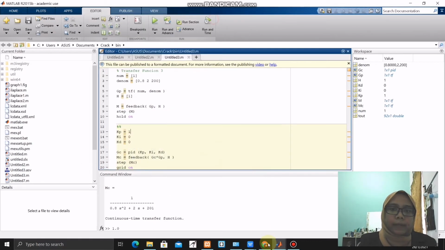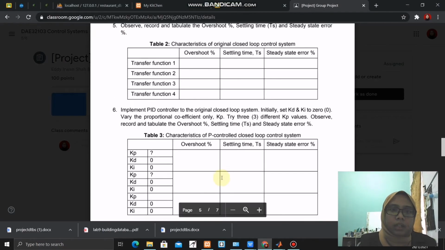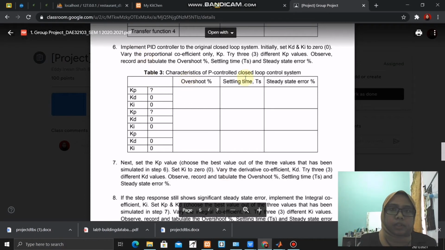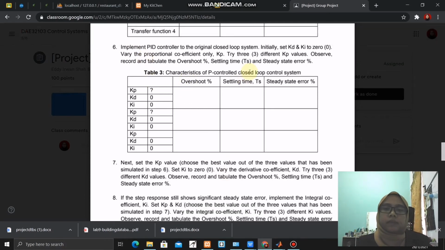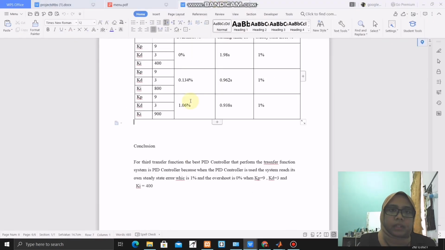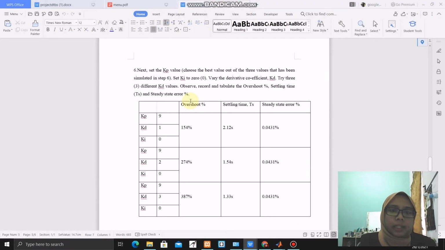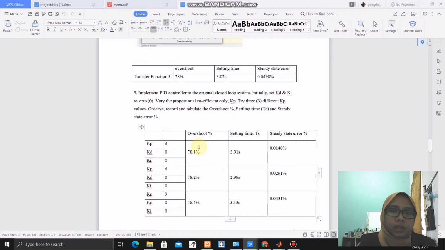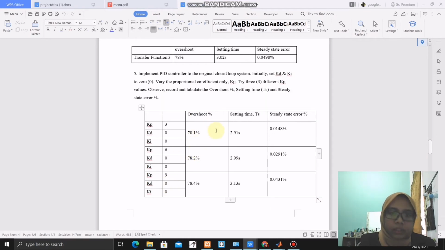After that, we proceed to question number 6, which is we have to insert three different Kp values to observe and record the overshoot, settling time, and steady state error. As you can see in my report, I choose 3, 6, and 9, which are these three different Kp values. We will get different values for the overshoot, settling time, and steady state error.